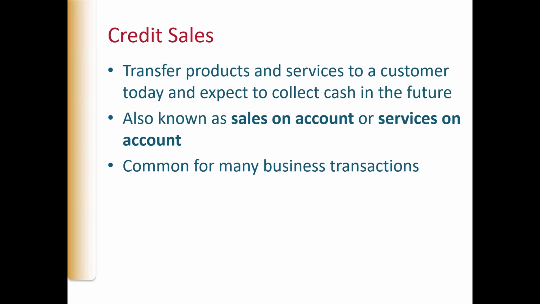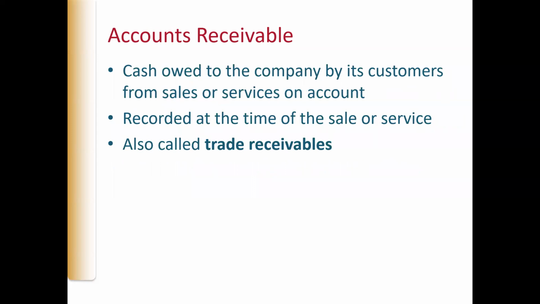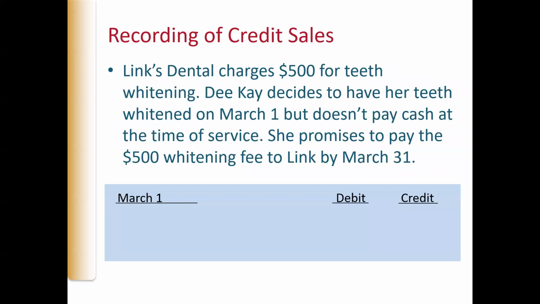Sometimes these credit sales are called sales on account or services on account, and this is very common in many, many business transactions. As a result of credit sales, we will show an account receivable, which is the cash that's owed to the company by those customers from the sales or services on account. Now remember, we provide a service or a sale to a customer. When that transaction has occurred, we debit our accounts receivable and we credit our revenue.